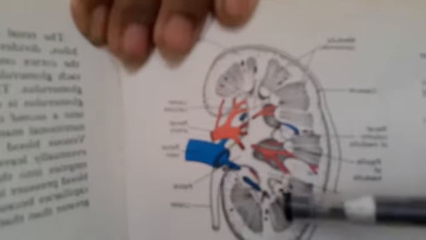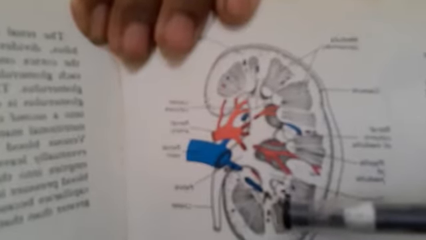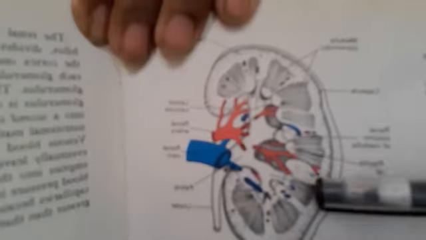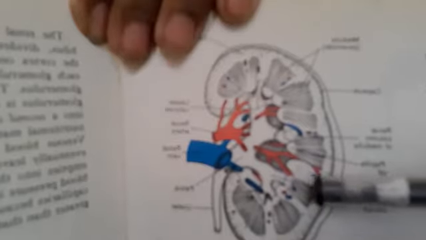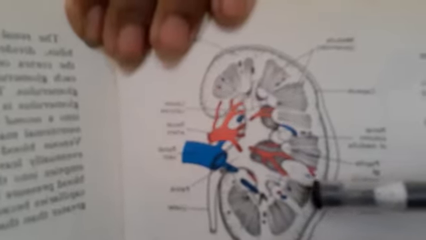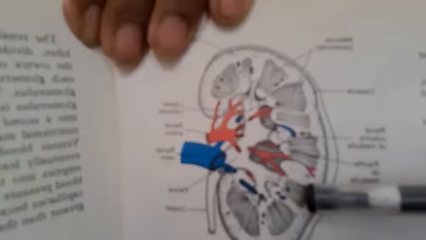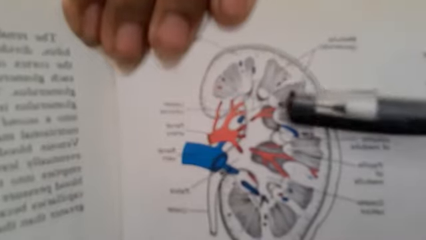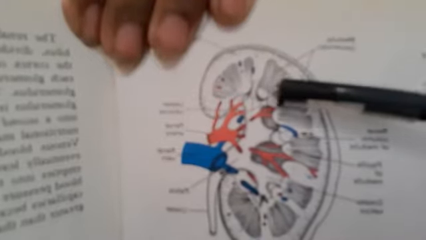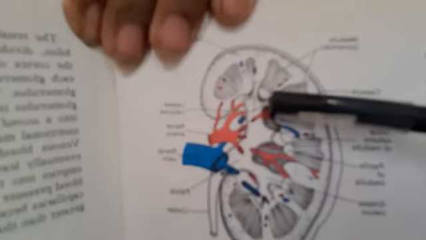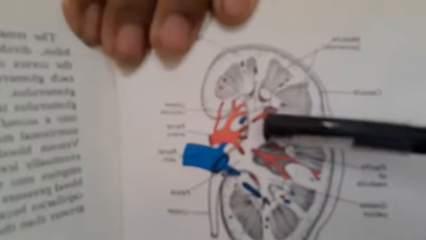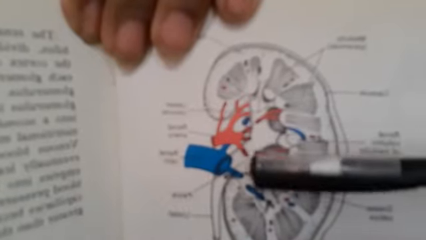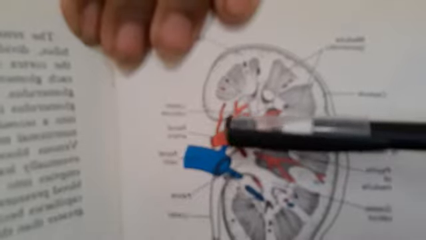And the columns of Bertin are the regions of the cortex which extend in between the medullary pyramids as the renal columns. So these are the columns of Bertin, extending from the cortex between the renal pyramids. And the renal pelvis is also called the renal sinus, which forms a large funnel-shaped structure.